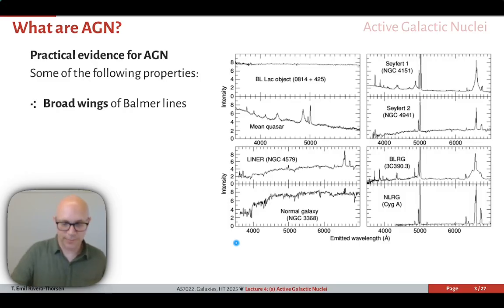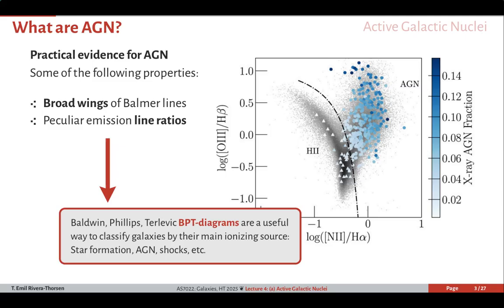Practical observational evidence for AGN comes in a number of different varieties. The first thing we can see is that in some spectra of galaxies, we see very broad wings of Balmer emission lines, not only of galaxies, also of quasars. We're going to come into that later. But in some of them, we see very broad emission lines, especially in the Balmer lines, but not only in the Balmer lines. We may also see what we would find as peculiar emission line ratios.